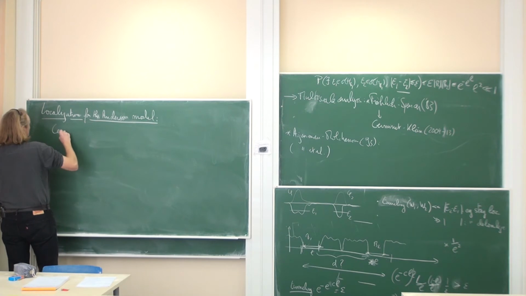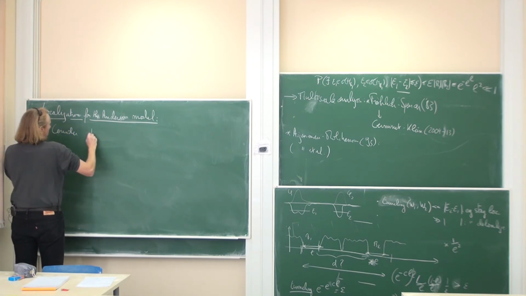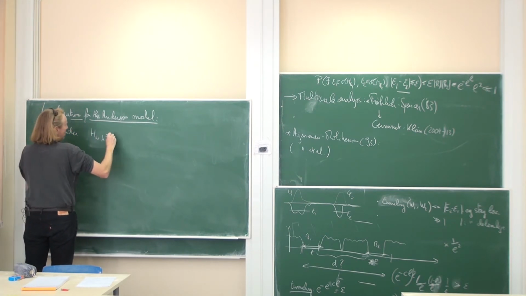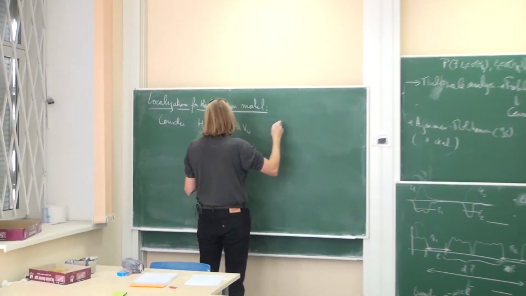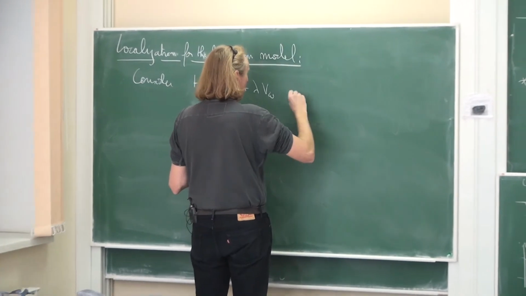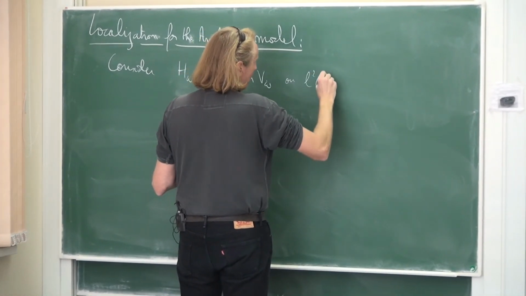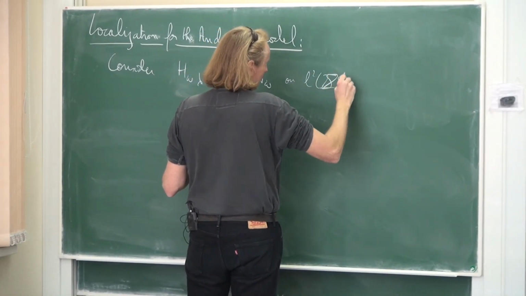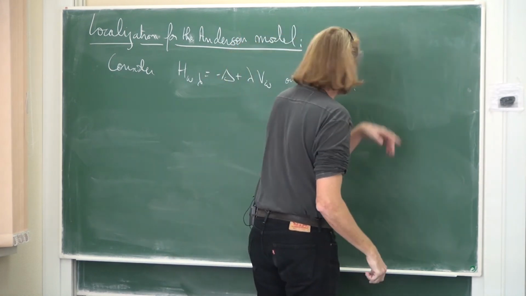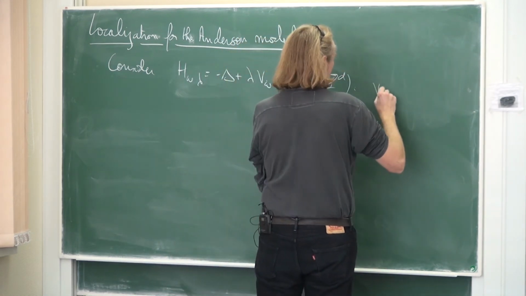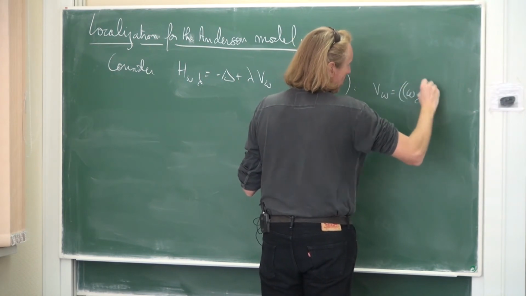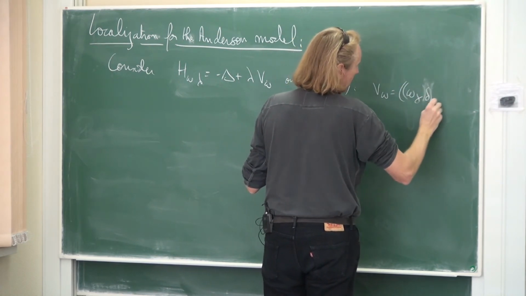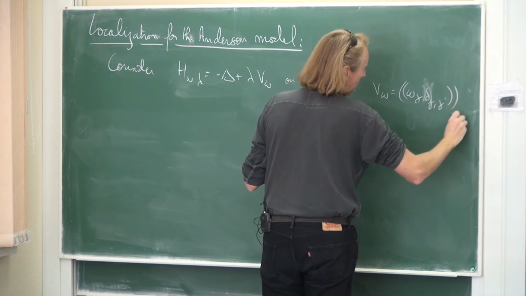Consider H_{ω,λ} equals minus Laplacian plus λ V_ω, on L²(ℤ^d), where minus Laplacian is the one I wrote down, and V_ω is just a matrix, ω_γ δ_{γγ'}.